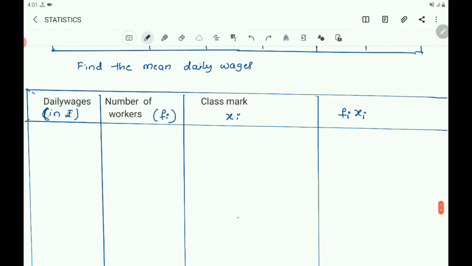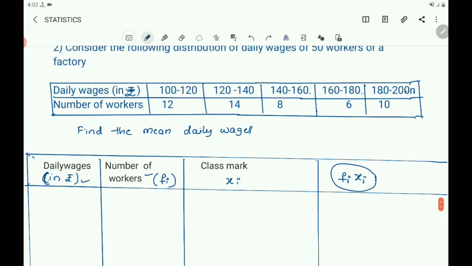Here we have to make the columns. The first column is for daily wages, in terms of class interval. Second is number of workers, that is fi, the frequency. Third, we have to find out the class mark of each class interval. Next, the fourth column is for fi xi. We have to find the product of fi and xi. Now let us fill the first and second columns which are given. That is 100 to 120.